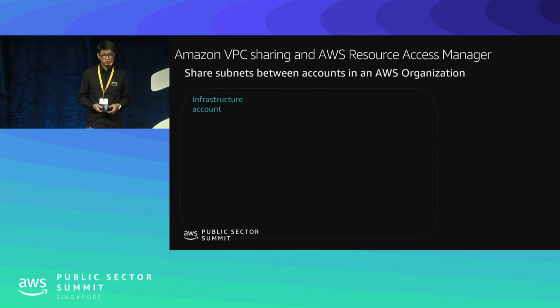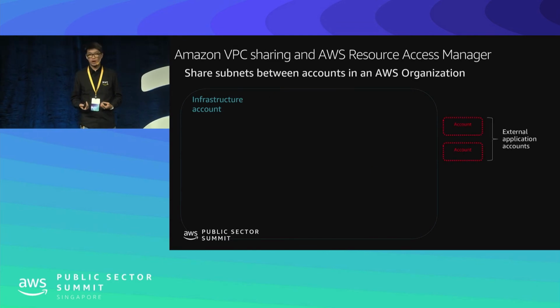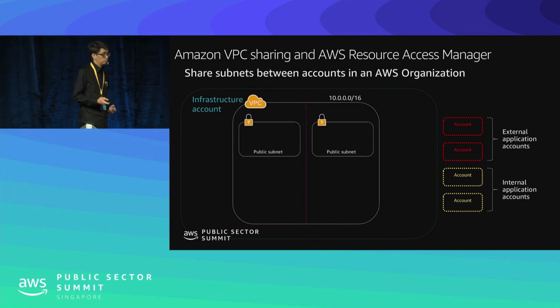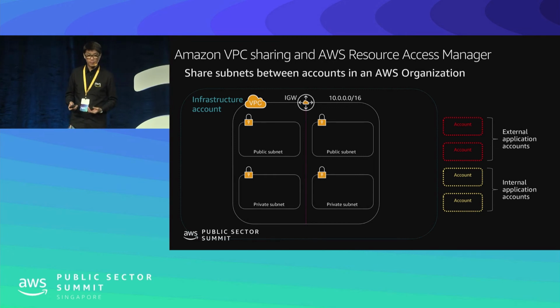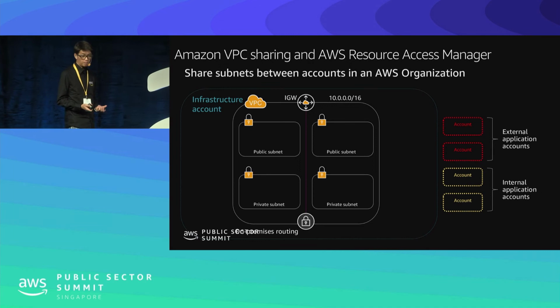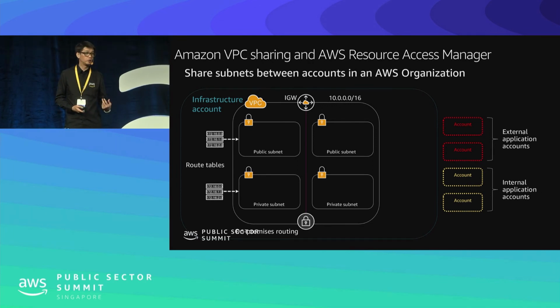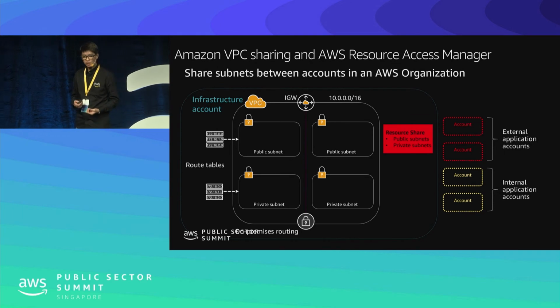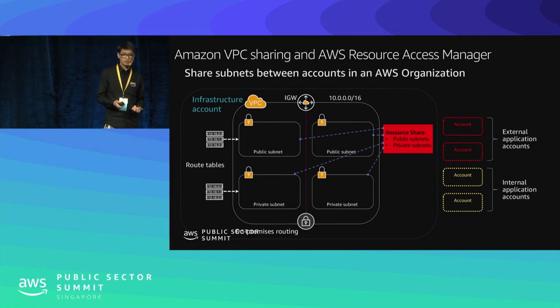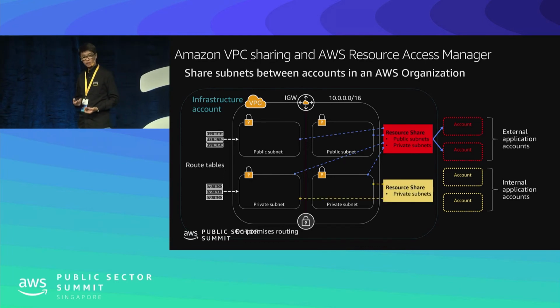Okay. So just an example here. It's still based on RAM, Resource Access Manager. I have certain external application accounts. I have a couple of internal application accounts. I have one VPC, multiple public subnets, multiple private subnets. I have an internet gateway that I configure, which these external accounts will not be able to change. I will provide hybrid connectivity back to on-prem, and I'm going to control all the route tables between those subnets. And I'm going to share this with the external facing accounts. I'm going to share public subnets and private subnets. Likewise, I'm going to share a private subnet with the internal application accounts.